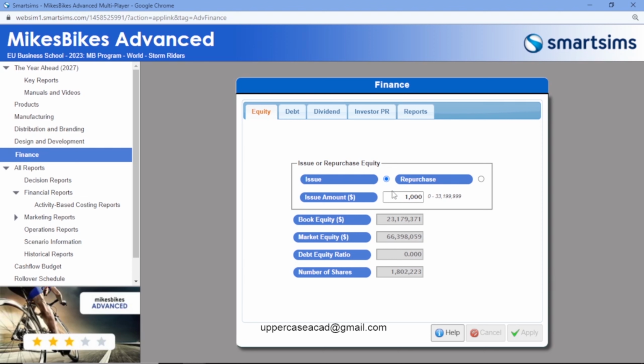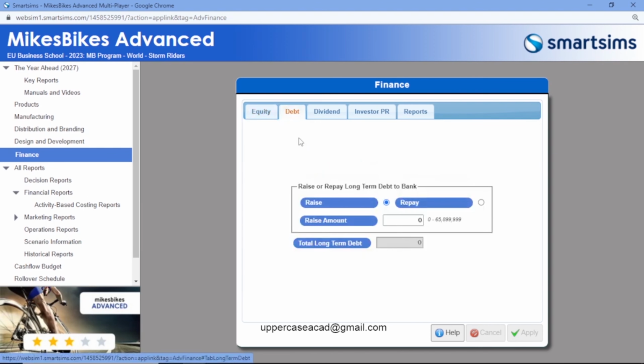But the issuing of shares will have various effects on your MikesBikes company. This can dilute your ownership, it will lower your earnings per share, and it can also decrease the shares of the company. Then again, you have the long-term debt. You can raise the amount that you need.